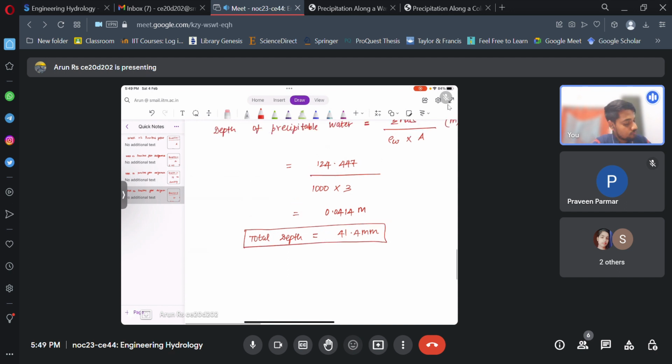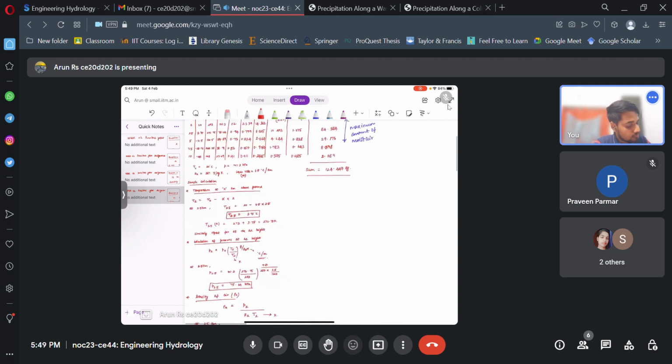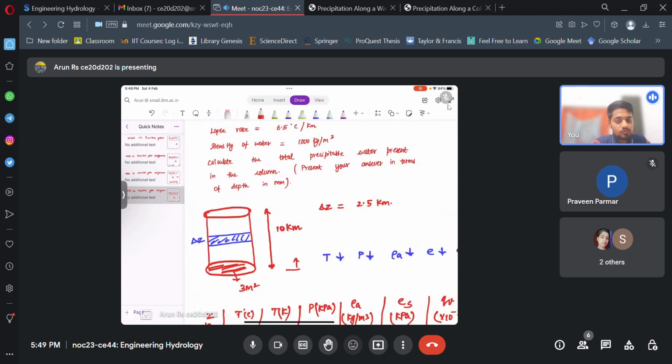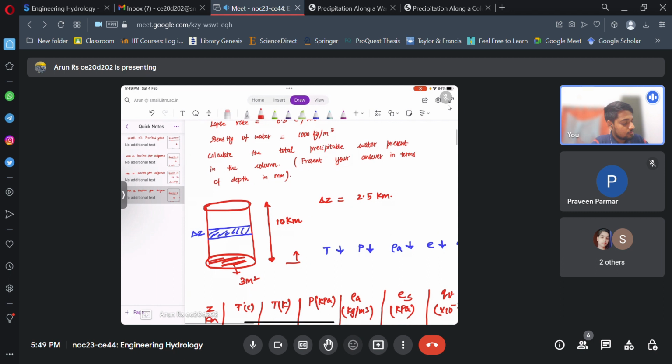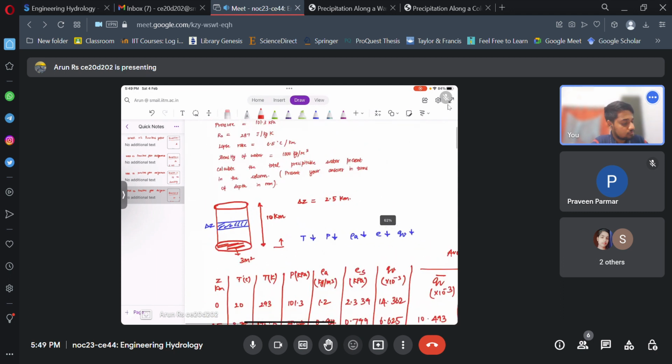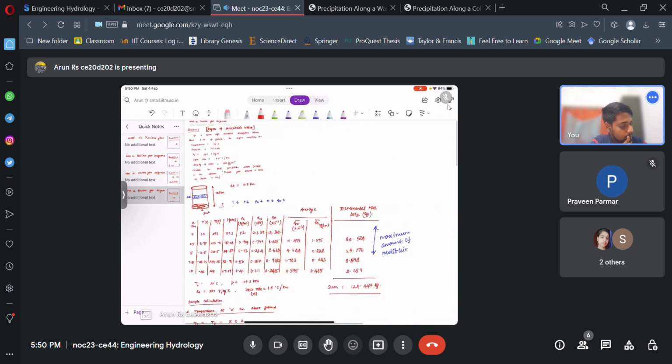So from 0 to 10 kilometers of column, you only have 41.4 mm of water that is available for precipitation. Any doubts?